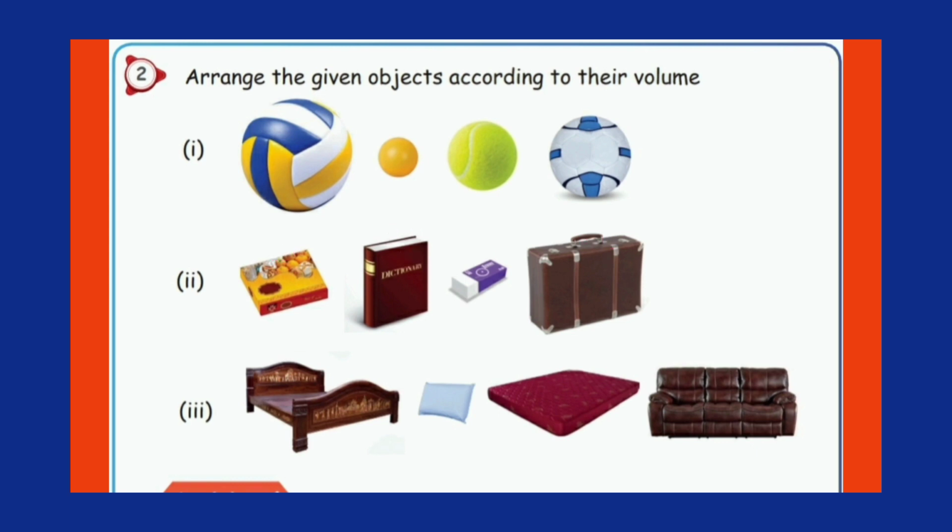Third question, first the smallest volume, blue color pillow. Second one, maroon color bed. Third one, brown color bench. Fourth one, sofa.